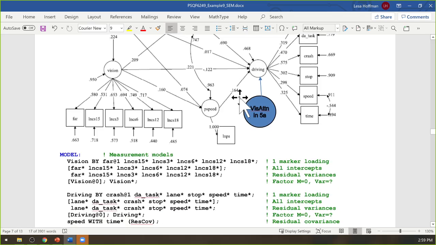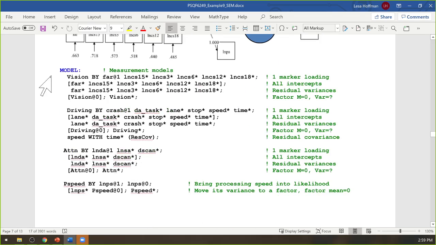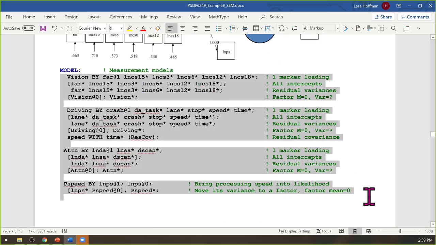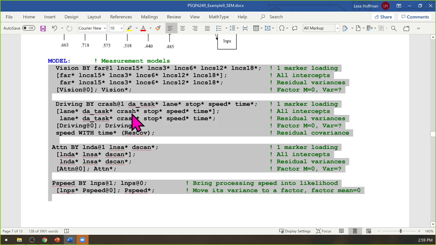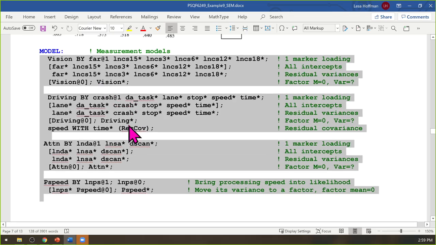So the code then. The first part of the model is all of the measurement models put together. So all the little snippets of code that I had before at the same time. So I've got my vision model, I've got my driving model, my attention model, and they're all identified so that the factor's variance is being estimated, so it can become factor variance left over, since age is a predictor of all of it. Okay, with me so far?